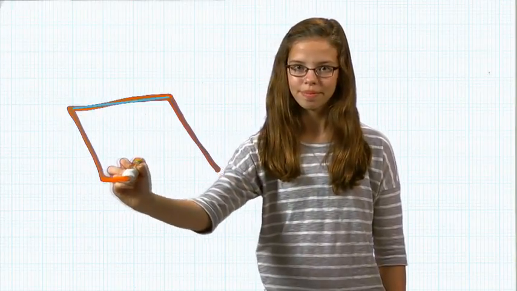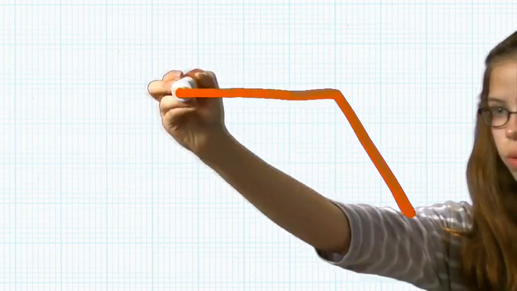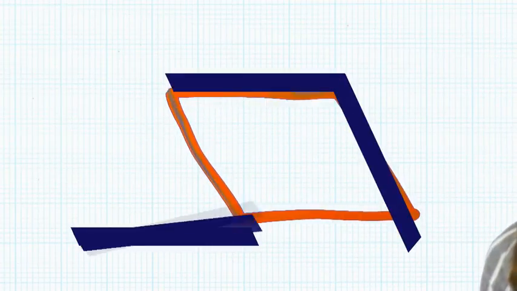Let's take a look. Does this have four sides made of line segments? Yes! Does it still have opposite sides parallel and congruent? Yes! Does it have congruent angles? It sure does! So what's the difference between a parallelogram and a rhombus, you may ask? Well, a rhombus has all four sides congruent, not just two.